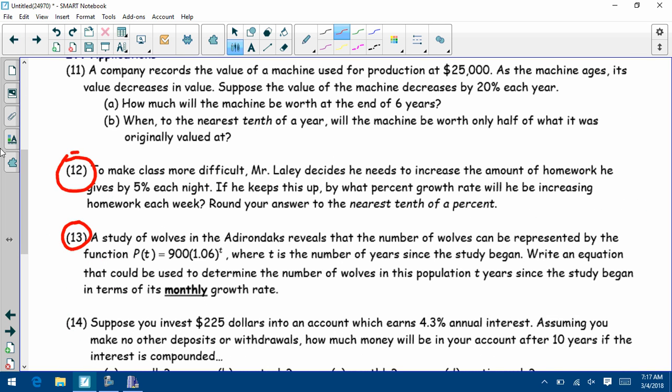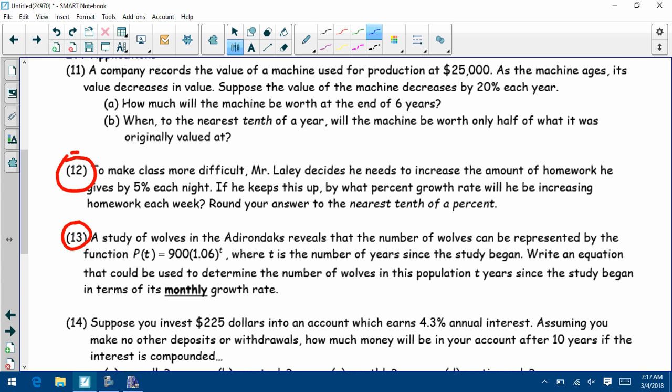Let's look at number 12. Take a look at number 12 real quick. To make class more difficult, Mr. Laley decides he needs to increase the amount of homework he gives by 5% each night. Sounds like something I would do. If he keeps this up, by what percent growth rate will he be increasing homework each week? Round your answer to the nearest tenth of a percent.